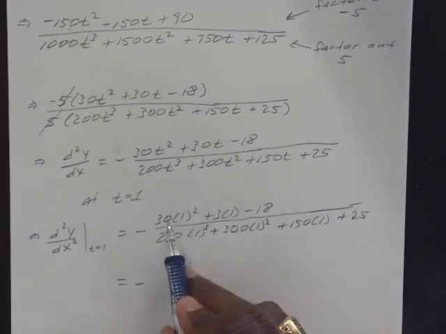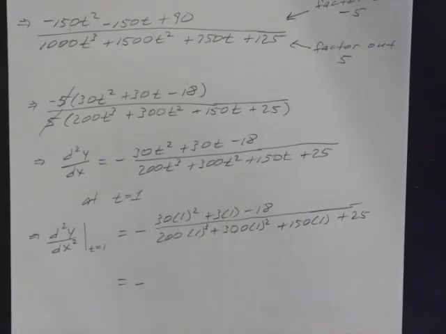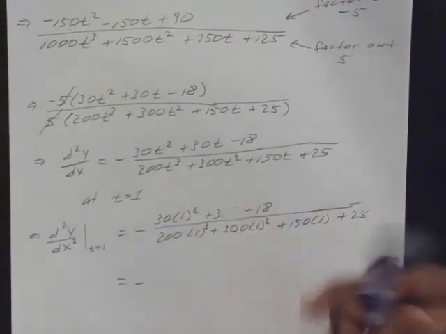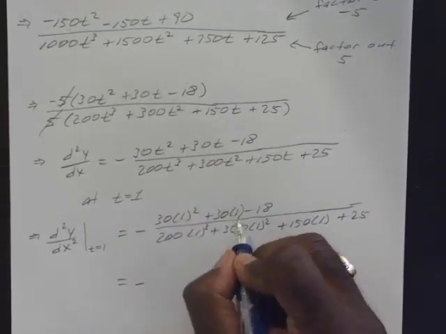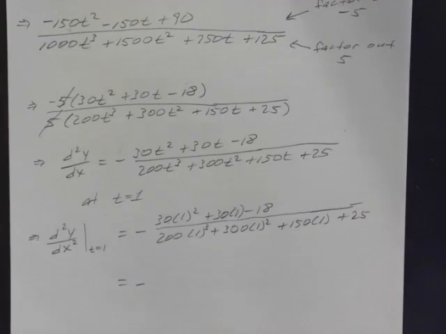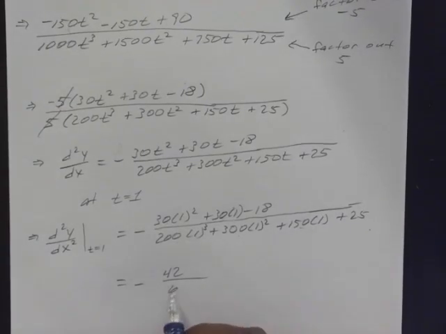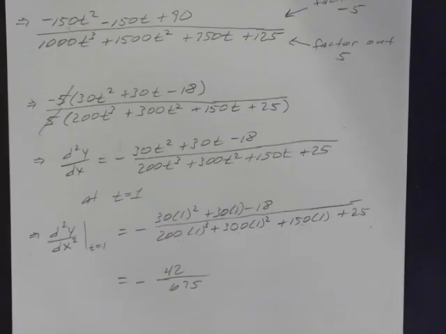Okay, so that gives us negative 30 plus, oh, did I say? Yep, I did. It should be 30 times 1. Okay, so 30 plus 30 minus 18 is 42, divided by 200 plus 300 plus 150 plus 25 is 675. So we know that the second derivative is negative 42 over 675, which is less than 0.